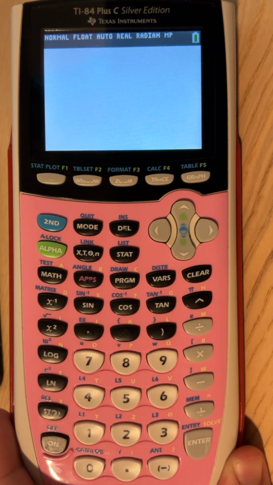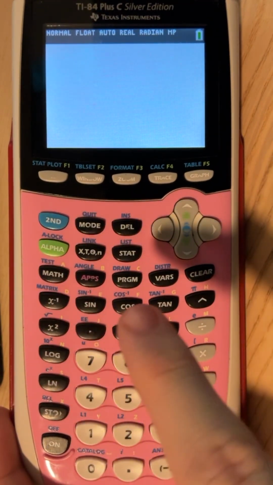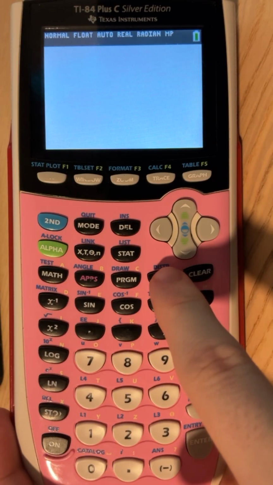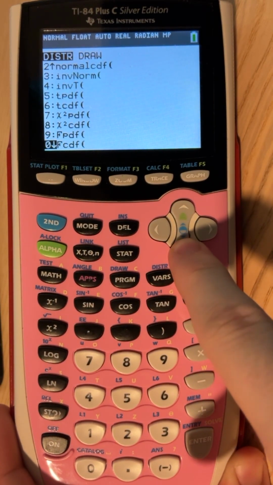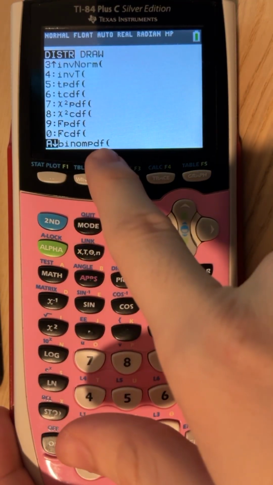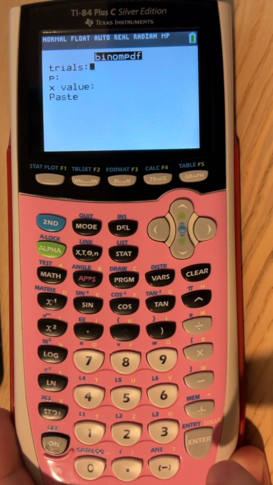Welcome to this video on solving binomial probabilities with the TI-84. To get to the binomial PDF, we'll need to press 2nd and then VARS, which will give us the distribution menu. Then we'll go down and get binompdf. You could also press ALPHA A, but I'll press enter when we're here.